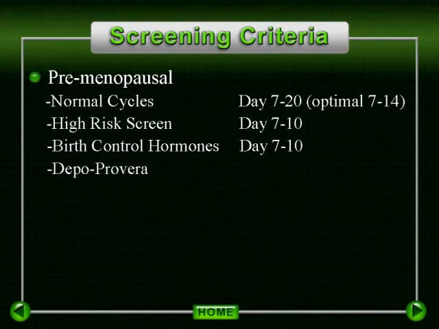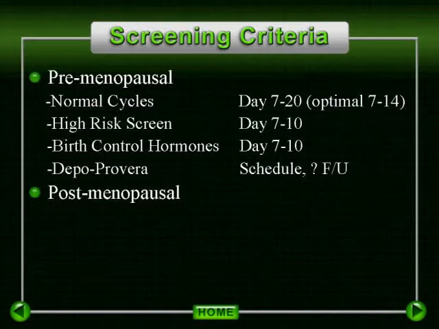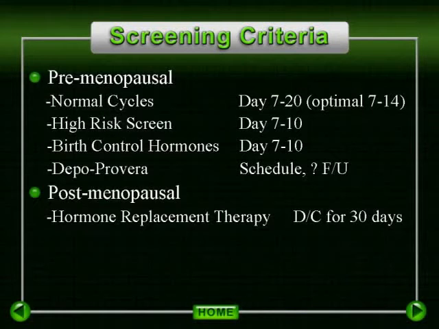Some patients are on alternative hormone therapy such as Depo-Provera, where they may not have normal cycles. We merely proceed and schedule these patients in our next available slot and note this on the patient's information sheets so that the radiologist is aware of this issue at the time of image interpretation. In our postmenopausal patients, we will schedule them in our next available slot unless they are on hormone replacement therapy. In these instances, we strongly recommend discontinuing hormone replacement therapy for 30 days prior to scheduling.